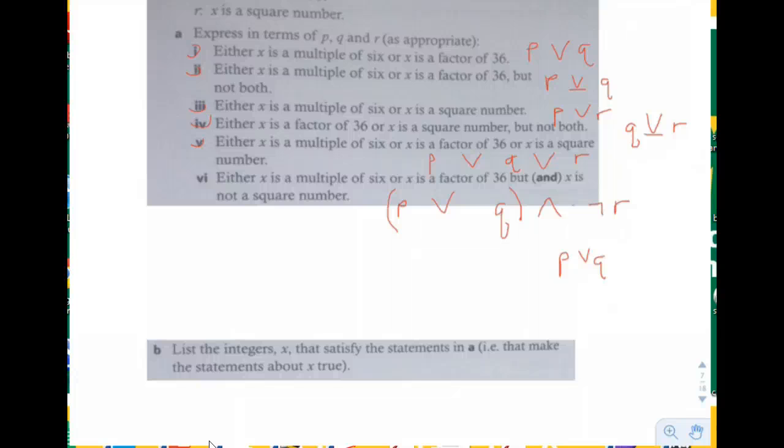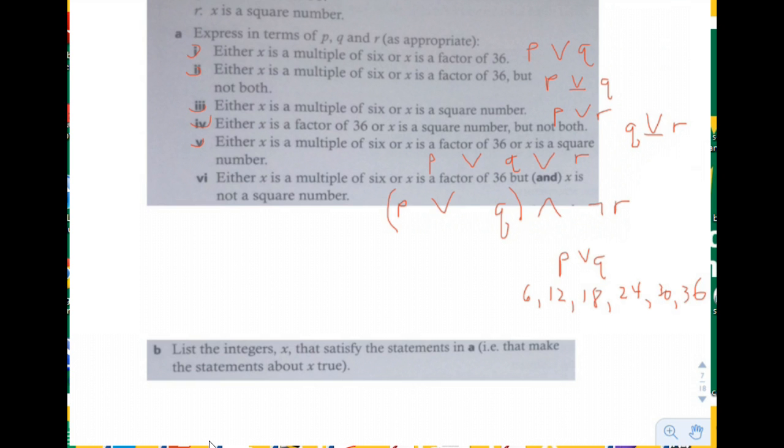So you would have to list first the multiples of 6, and they want us to list all the ones that make it true. So it would be 6, 12, 18, 24, 30, and 36. Those are the possible multiples of 6.